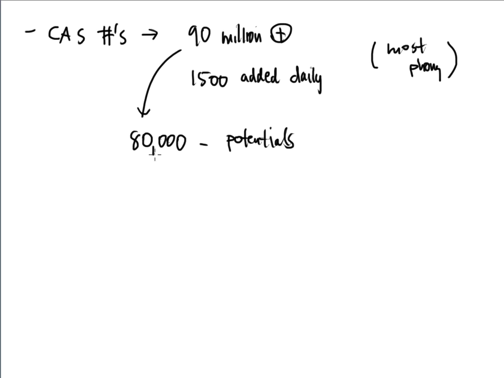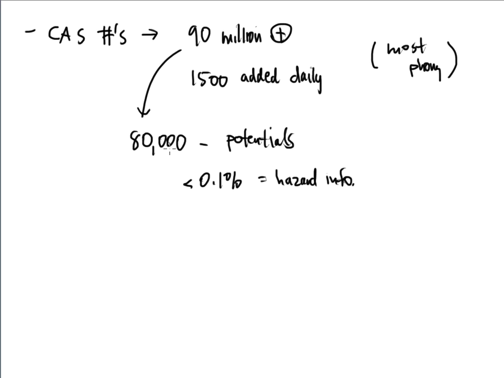Out of these 80,000, less than 0.1% actually have hazard information. That's scary. Super scary. 80,000 chemicals, less than 0.1% actually have hazard information that I can find?